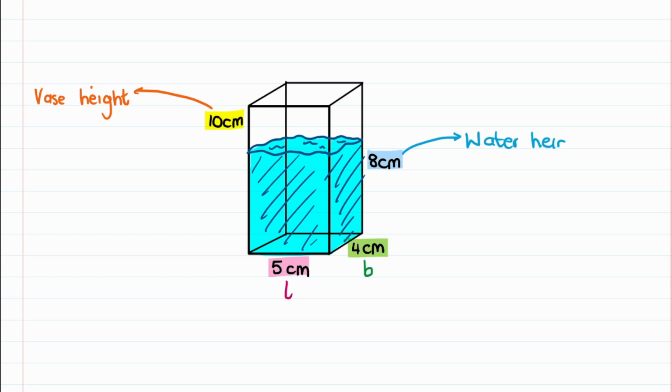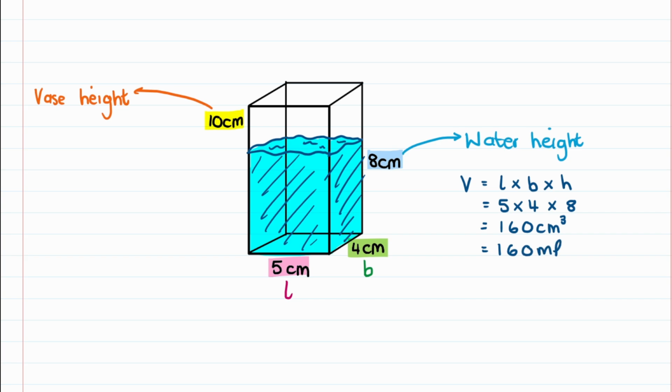So let's calculate the volume of the water first. We know that volume is equal to length times breadth times height, so we will say 5 times 4 times 8. This gives me 160 centimeters cubed. But we're going to change that into 160 milliliters at the end. Since water is a liquid, we need to convert the 160 centimeters cubed into milliliters. Okay, so now let's work out the volume of the vase. We begin by saying that to find the volume, we take our length times breadth times height, which in this case would be 5 times 4 times 10, which gives us 200 centimeters cubed.